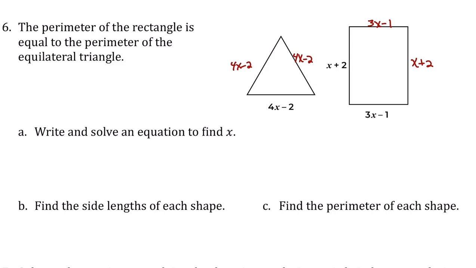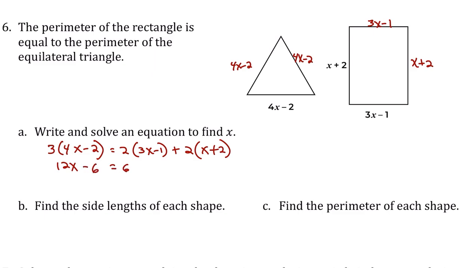Now we have to write an equation that shows that the perimeter of the triangle and of the rectangle are the same. So let's start with taking the one side of that triangle, and instead of adding everything together now, I want to show it as distribution because really it's 3 times the quantity, 4x minus 2. This is the perimeter of the triangle, equals, and we have 2 of the widths of the rectangle, so 2 times 3x minus 1, plus 2 times the length of the rectangle, x plus 2. All right, so we now have 12x minus 6 equals 6x minus 2 plus 2x plus 4.